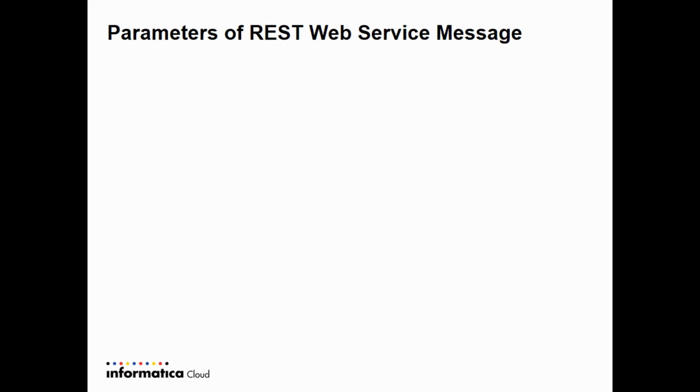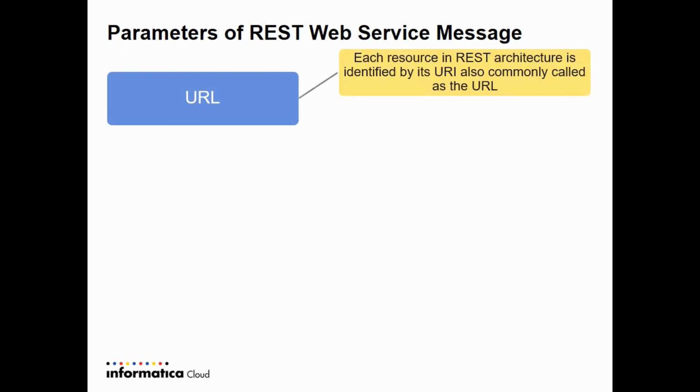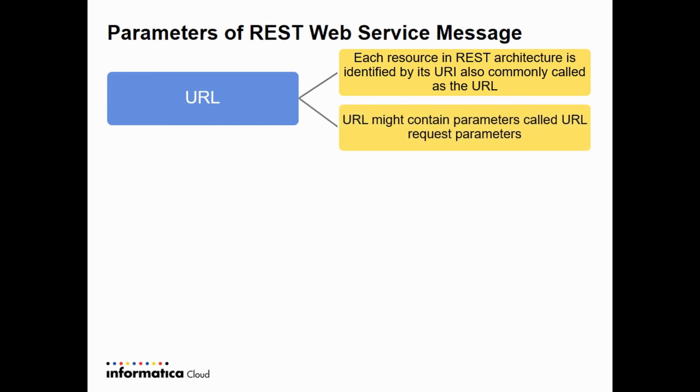Now that you understand what is a REST web service, let us now discuss what are the different parameters of a RESTful web service request message. URL. Each resource in the REST architecture is identified by its URI, also commonly known as URL. The purpose of a URI or a URL is to locate a resource on the server hosting the web service. You can pass the parameters in the URL which can be used to process the request. Such parameters are known as URL request parameters.